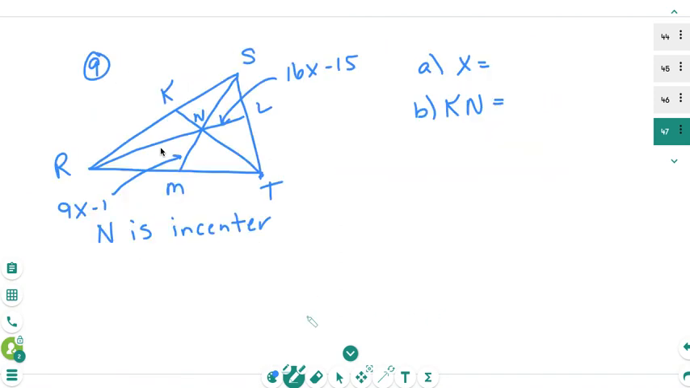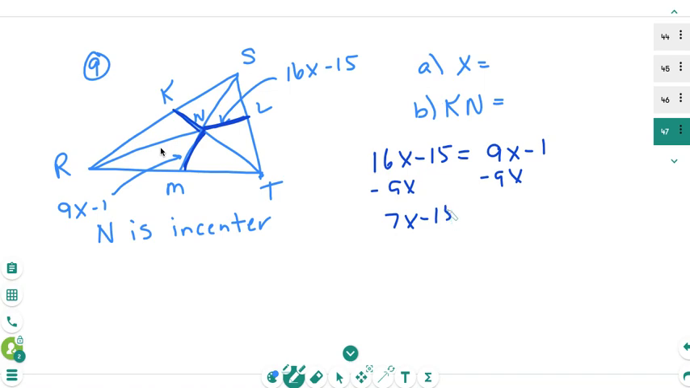Now we have an incenter again, which means that the incenter is equal distance from the three sides. So those three sides are going to be equal. So in order to find x, we're going to go ahead and set 16x minus 15 equal to 9x minus 1. Zero pair out the 9x. So we have 7x minus 15 is equal to negative 1. Zero pair out the 15. We have 7x is equal to 14. Divide by 7, divide by 7, x is equal to 2.